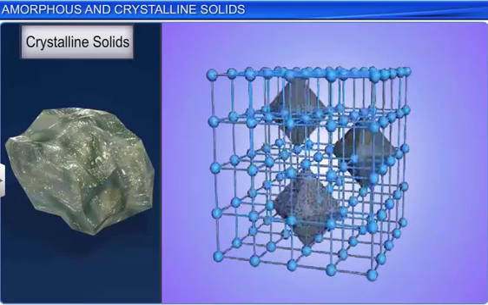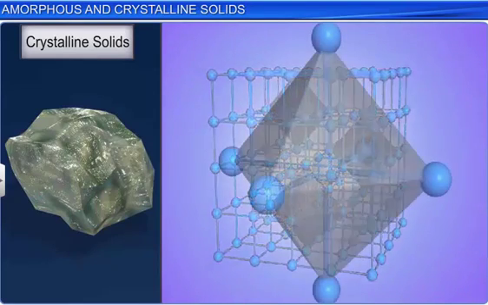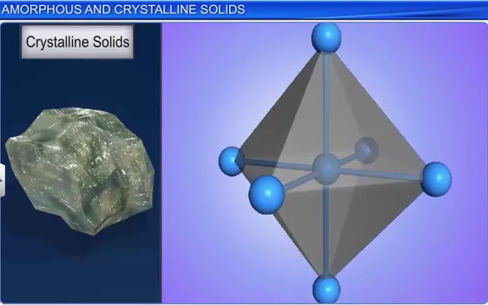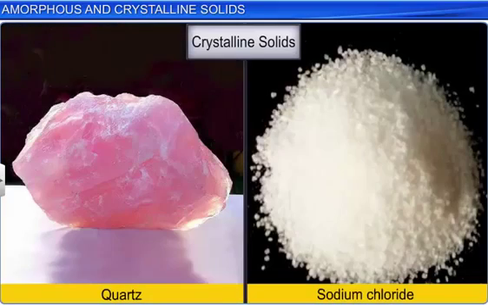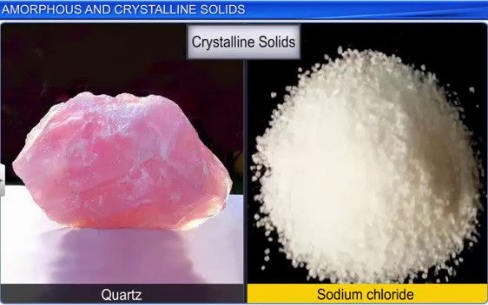Thus, a crystal is defined as a solid figure that has a definite geometrical shape, with flat faces and sharp edges. Quartz and sodium chloride are examples of crystalline solids.